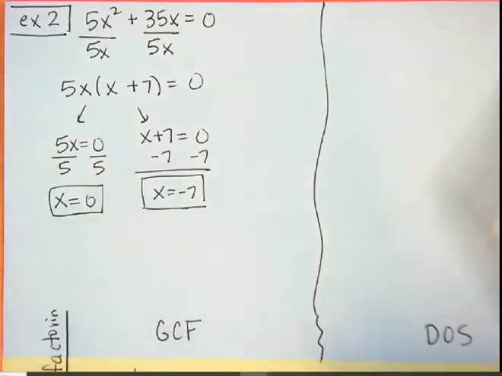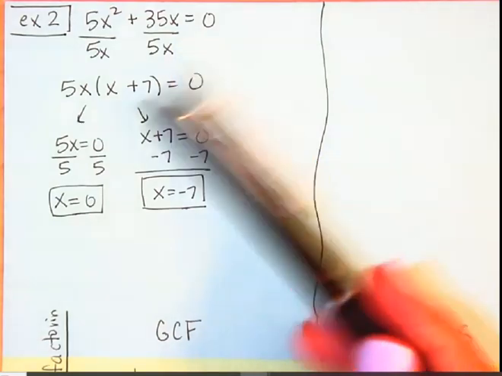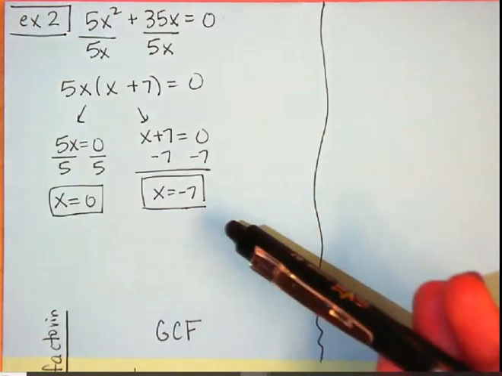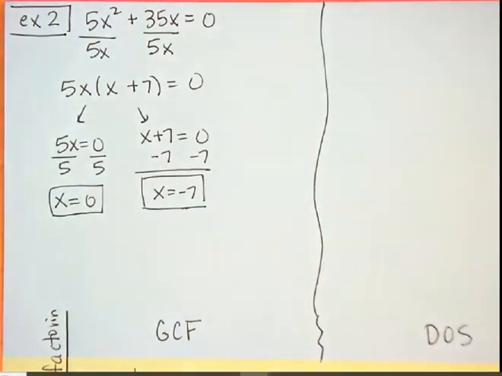So here is my work. I divided out the 5x, set my factors equal to 0, and I had x equals 0 and x equals -7. So for this right side, we're going to do difference of squares. This is a completely different method.